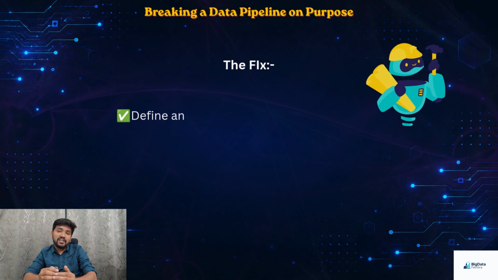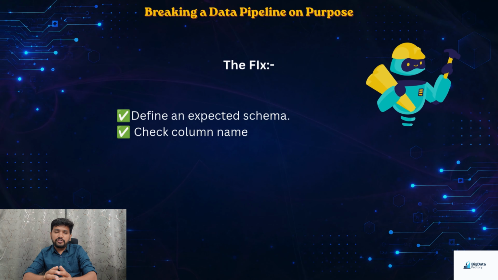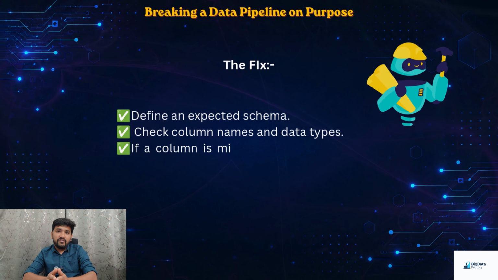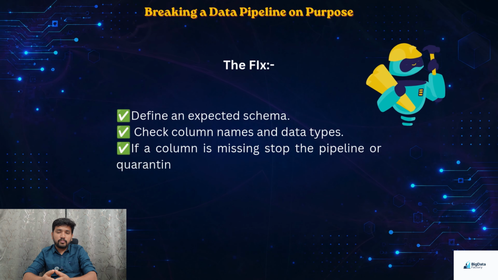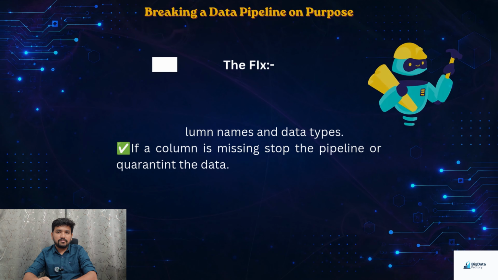The fix is: define an expected schema. Check column names and data types. If a required column is missing, stop the pipeline or quarantine the file. The production lesson is: your pipeline should know what data it expects. Do not let schema changes sneak into production quietly.